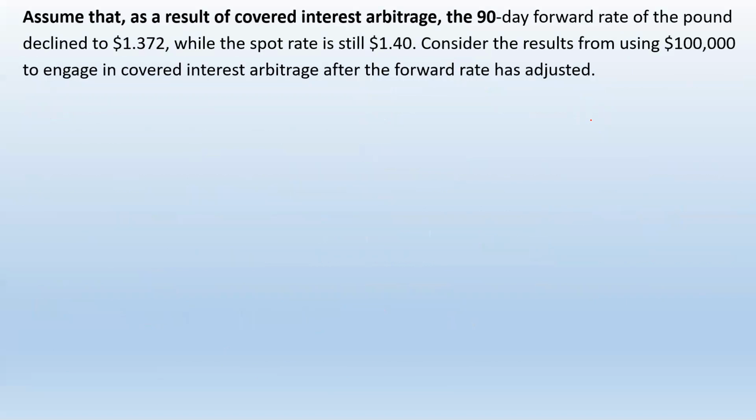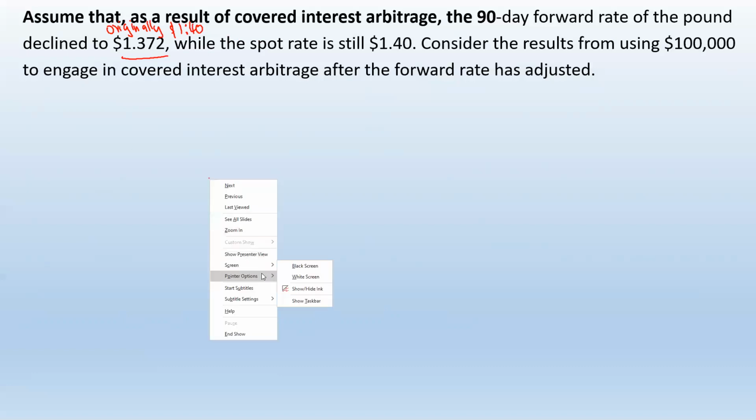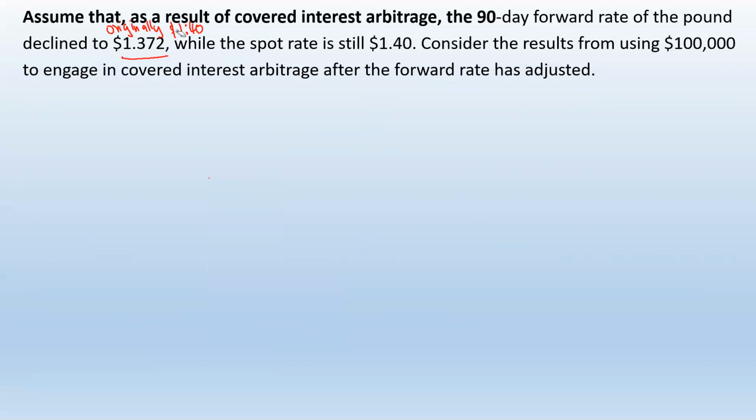Assume that because people keep selling forward contracts, the forward rate drops. Originally it is $1.4, but because a lot of arbitragers sell the British pound forward contract, this will make this rate decrease.